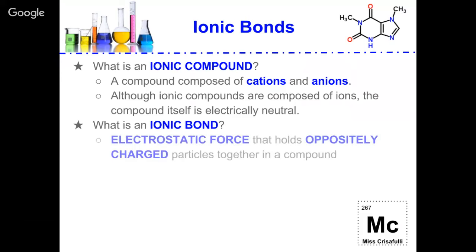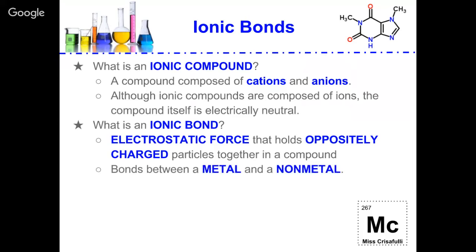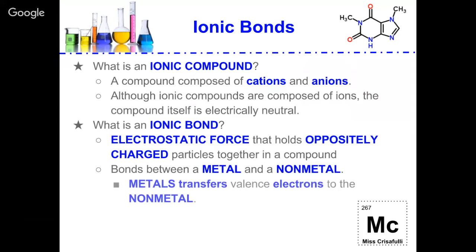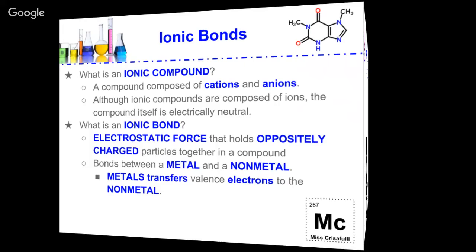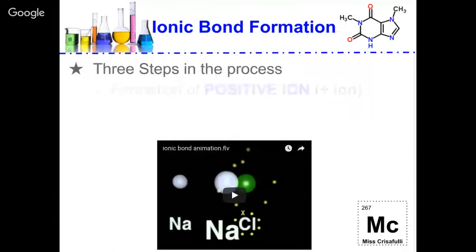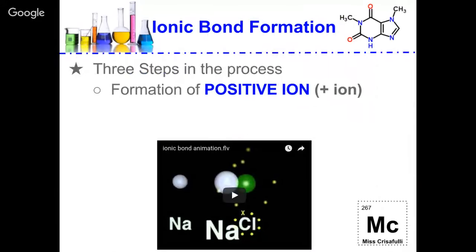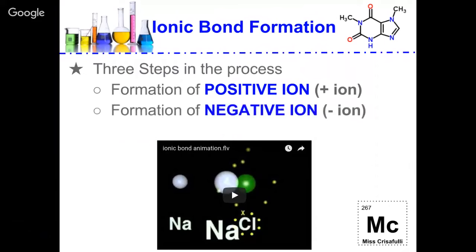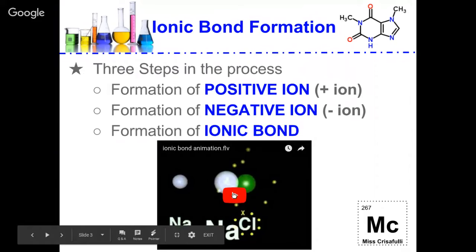So what is an ionic bond then? The ionic bond is the electrostatic force that holds oppositely charged particles together in a compound. It is a bond that forms between a metal and a nonmetal, and the metal is going to transfer its valence electrons to the nonmetal. So there are three steps in the process. First, we need to form the positive ion. Second, we need to form the negative ion, and then they're going to form the ionic bond because they're going to be attracted to each other.